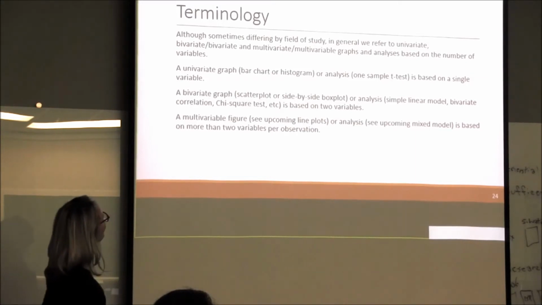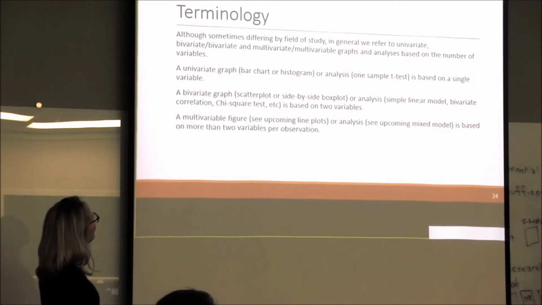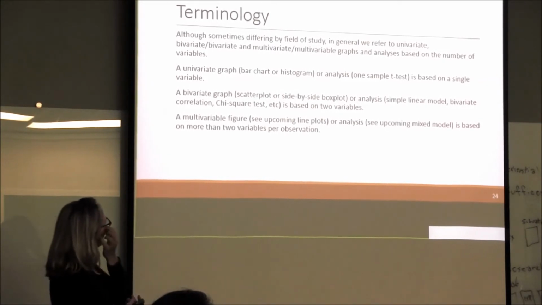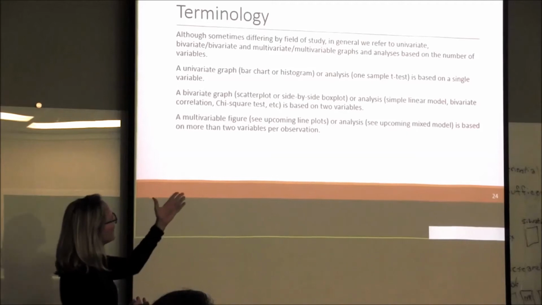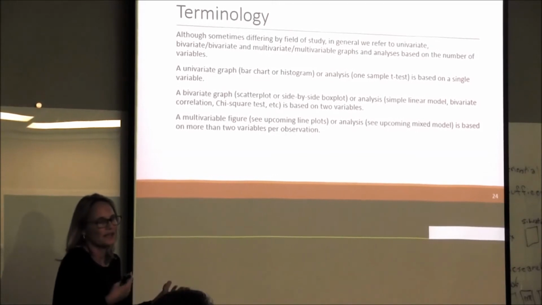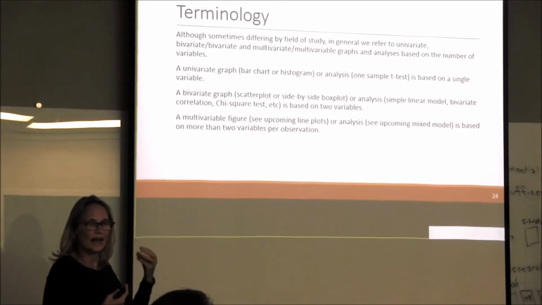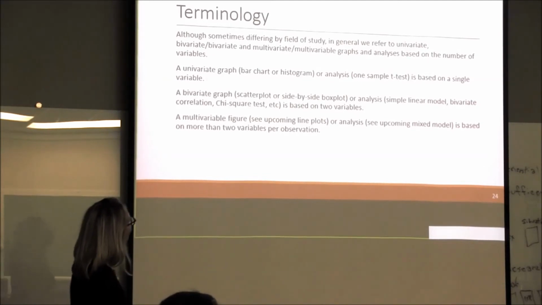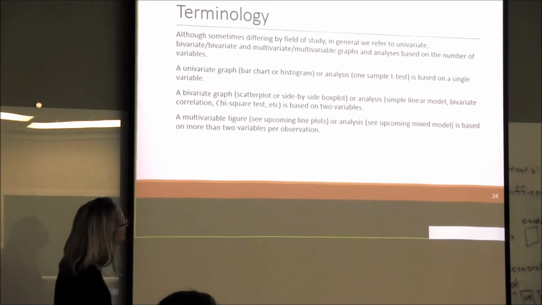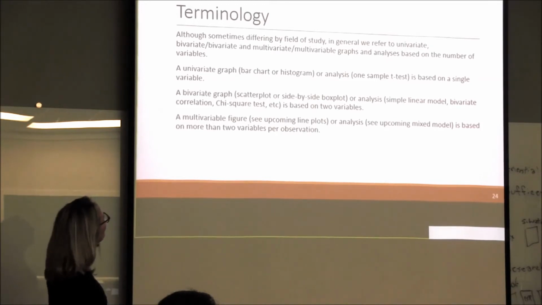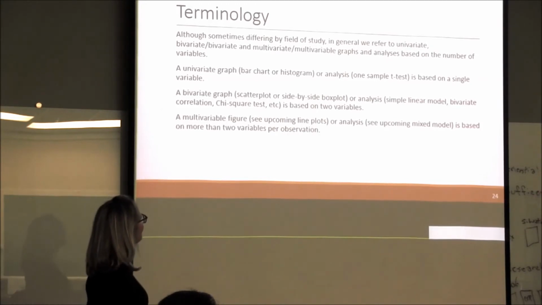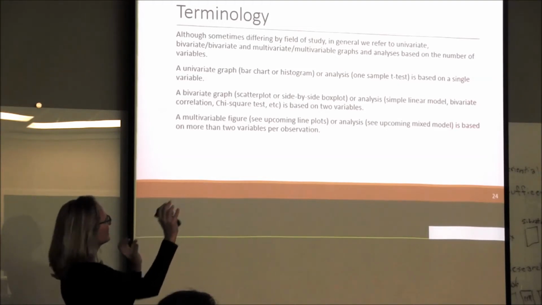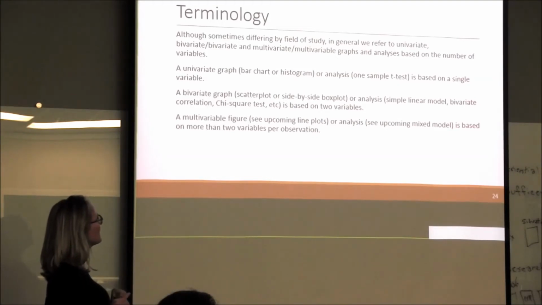So a univariate graph or a univariable graph might be a bar chart or a histogram, a single one, or a univariate analysis might be a one sample t-test. It's basically an analysis that involves one variable. A bivariate graph or analysis involves two variables, okay? So an example of a bivariate graph might be a scatter plot for two continuous measures, just looking at the dots and the relationship between those two continuous measures.